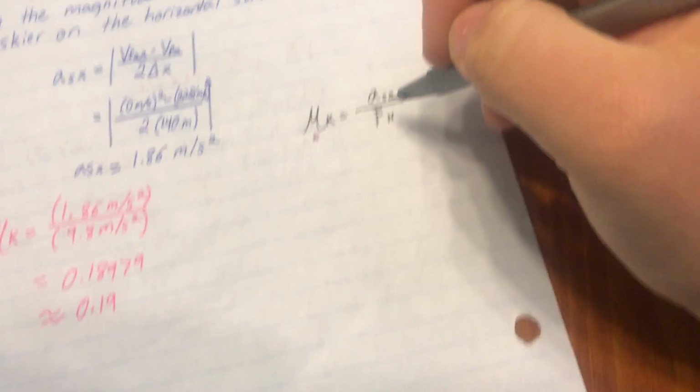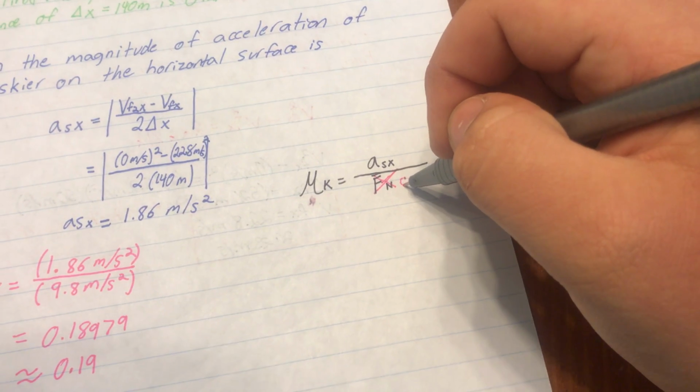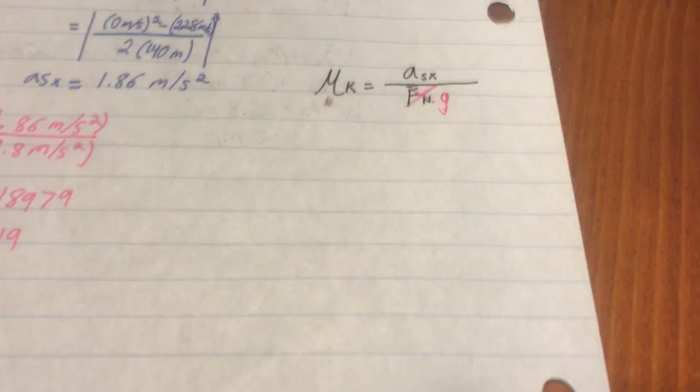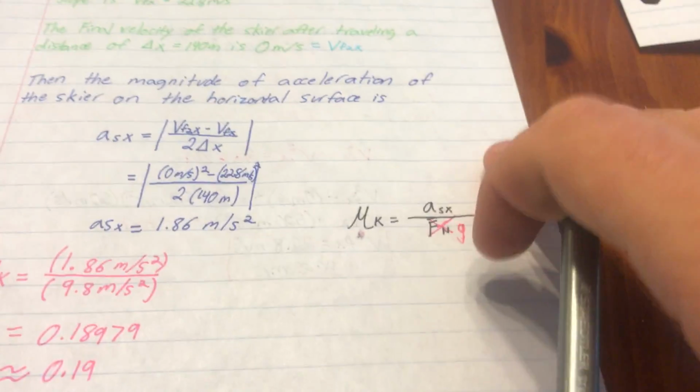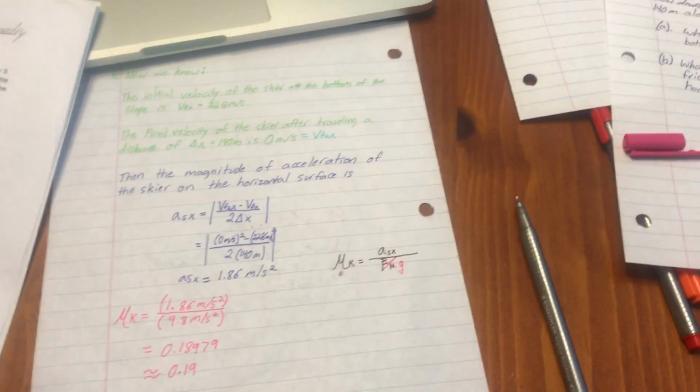But I think in this formula this is actually going to be gravity. Yeah, because the normal force would be with the mass of the skier, I believe. So that's my kinematics reassessment.